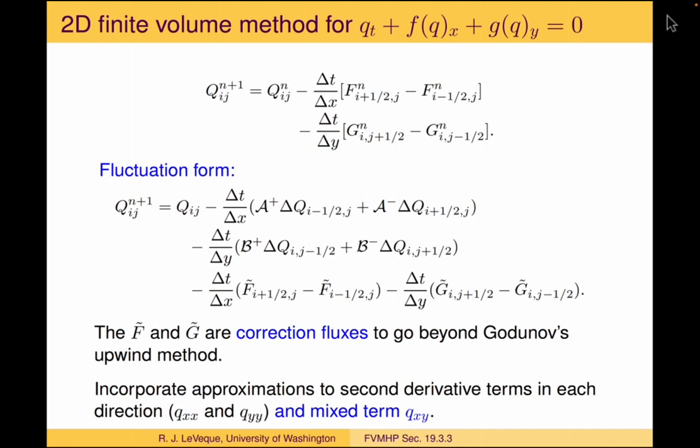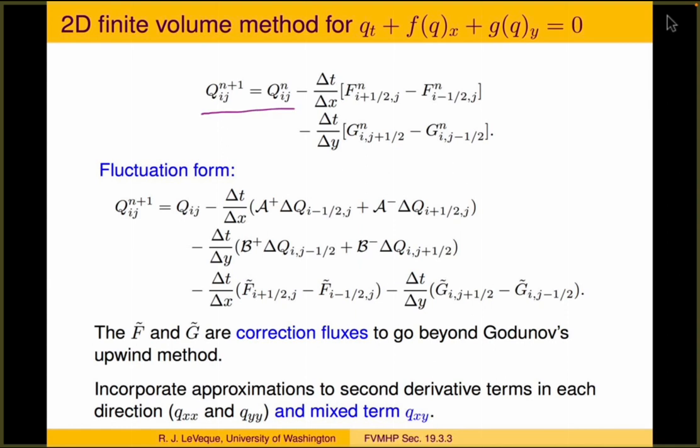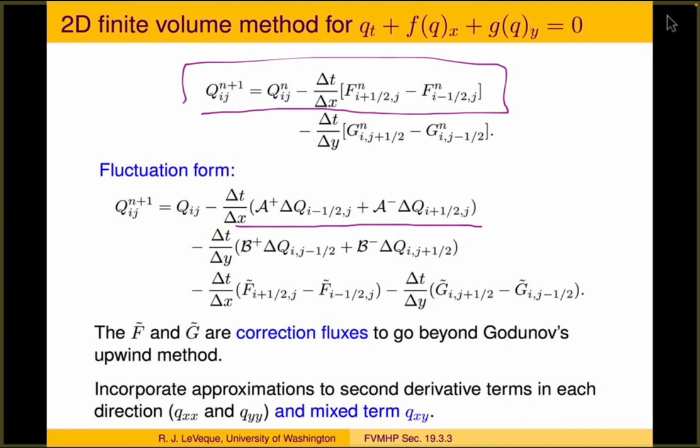And so if you remember, in one space dimension, we had a method that looked like this, where our updating formula involved these fluctuations that corresponded to waves coming into the cell from the left or the right edges based on solving Riemann problems at those edges. And then we also had some correction fluxes in the x direction, these F tildes, which were defined at the left and the right boundary. In that case, those correction fluxes were bringing in approximations to the second derivative in the x direction, with some limiters typically applied to avoid oscillations.